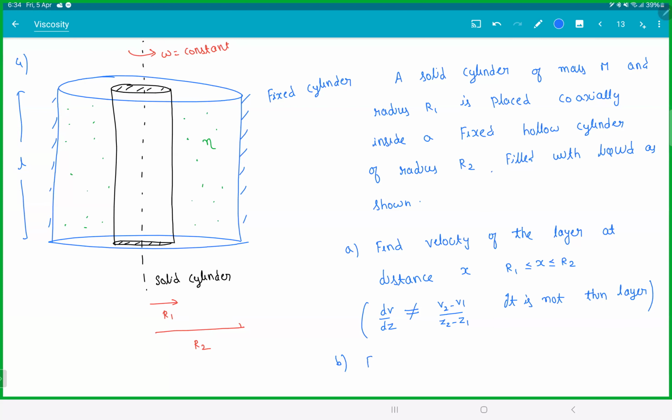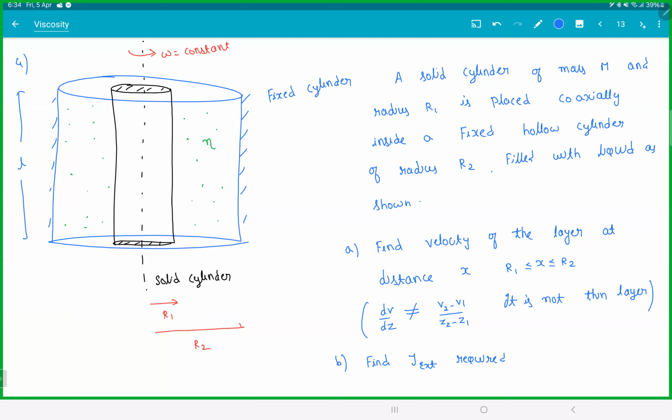Second, find the torque. Now see, this thing is like, you know what? Ever seen this thing? In the buttermilk, they keep that thing and they churn the buttermilk. Kind of looks like that if you see. So find the torque external required to maintain the omega.